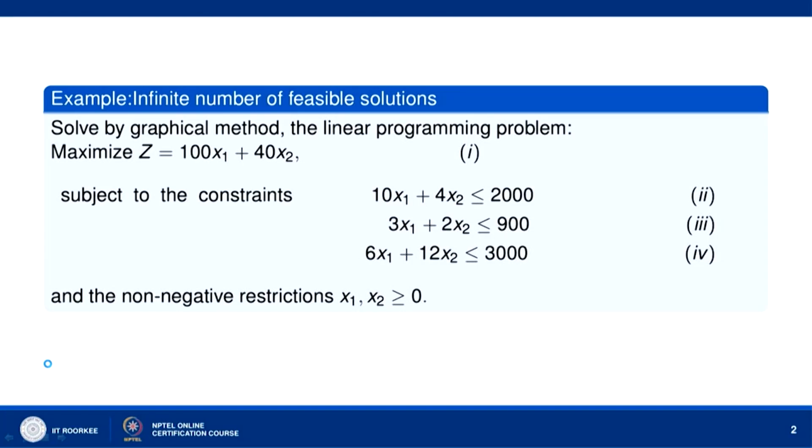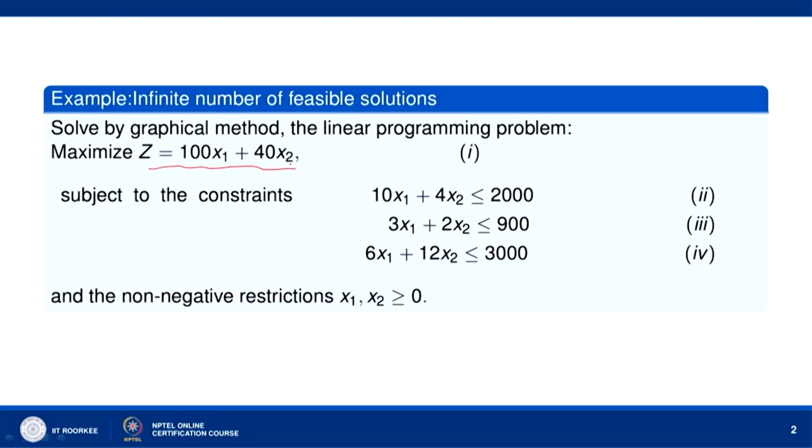In the examples that we discussed earlier, we had a unique solution. Now we will discuss the cases where there are an infinite number of feasible solutions, then a case where there is no solution, and then a case where we have an unbounded solution. Let us first consider the case where there are an infinite number of feasible solutions.